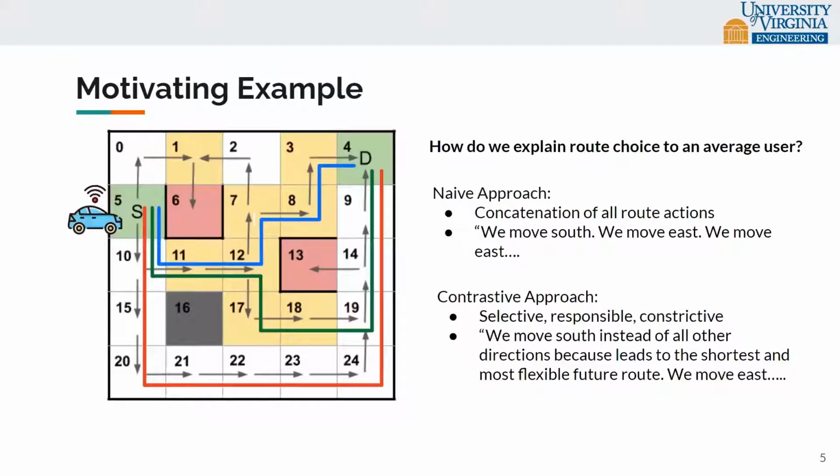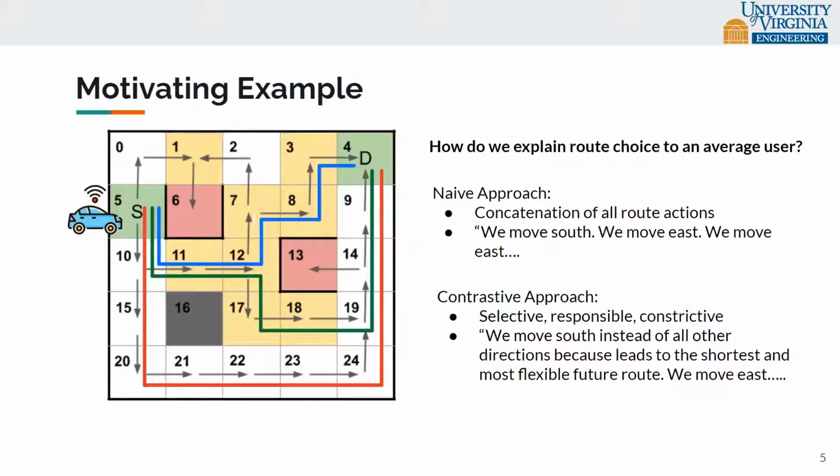For the motivating example, consider a route planning example in urban areas, with white blocks representing highways and yellow ones representing alleys. There are three possible routes from S to D highlighted in red, green, and blue. Each route has its pros and cons.